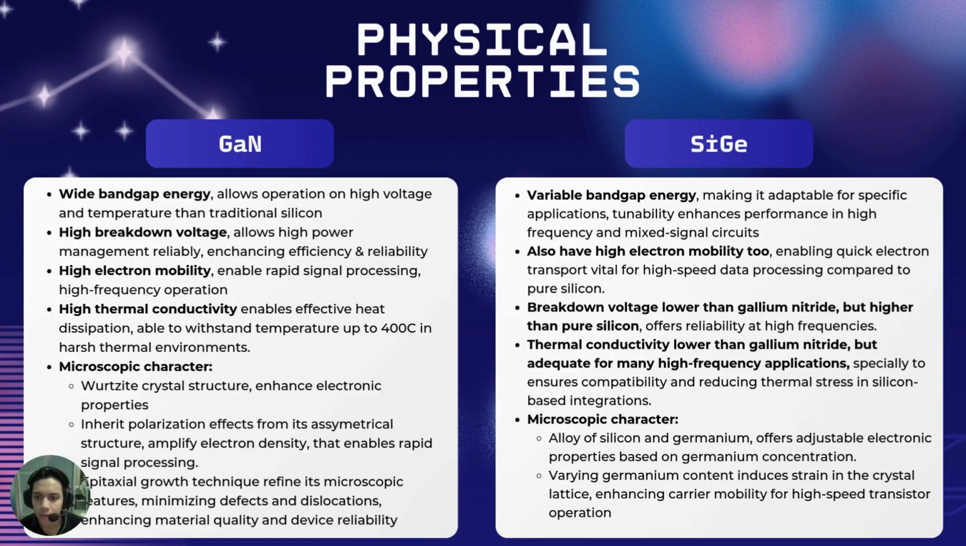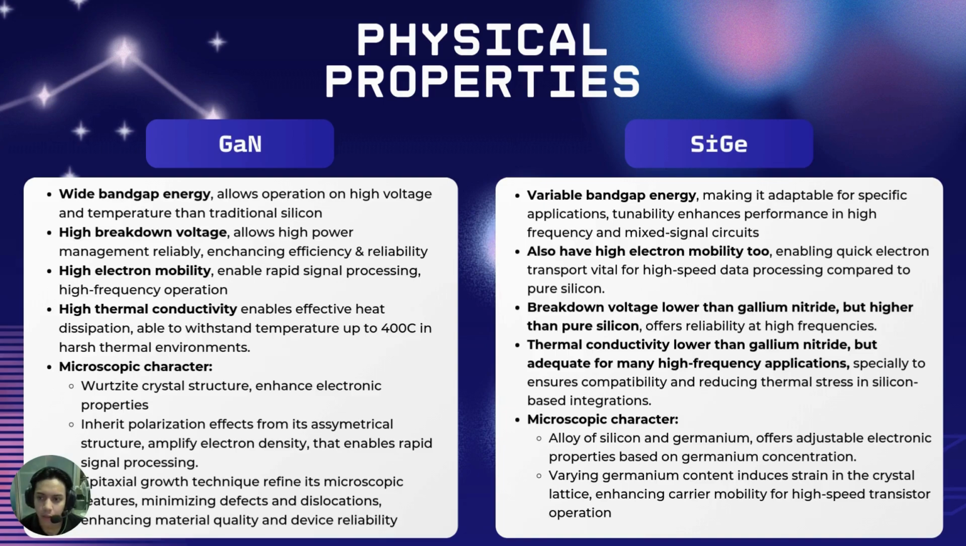2.5 mega centimeter per second, supports fast switching speeds in transistors and electronic components, ideal for the millimeter wave frequencies used in 5G communications. Okay, next is the high thermal conductivity.